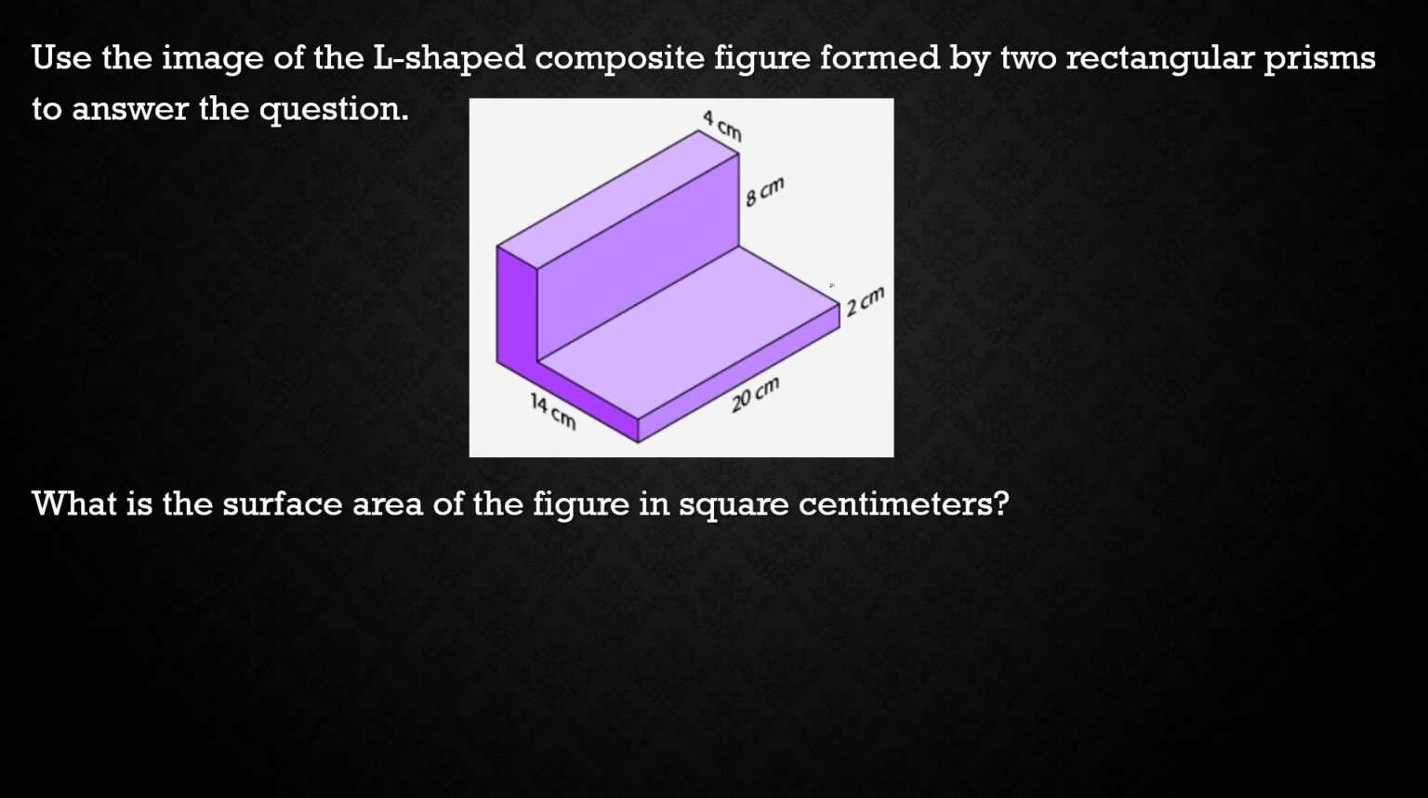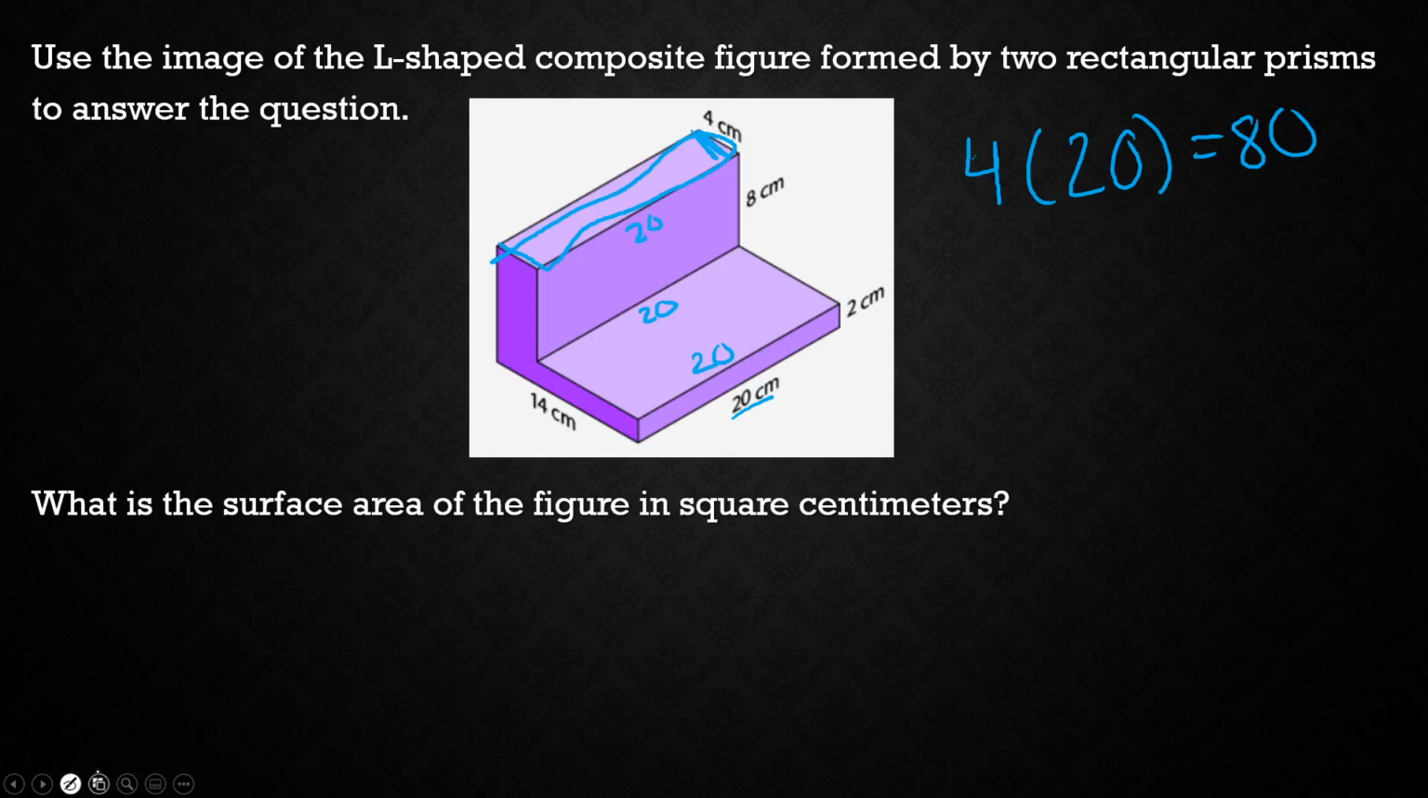Alright, let's start with this top one here, this little tiny sliver up here. So I know my side is going to be 4. If I look down here, this is 20, which means this is 20, which means this top is 20. So I'm going to do 4 times 20. That's going to give me 80. Okay. Let's do this big front one here. This is going to be 8 times 20. 8 times 20 is going to give me 160.